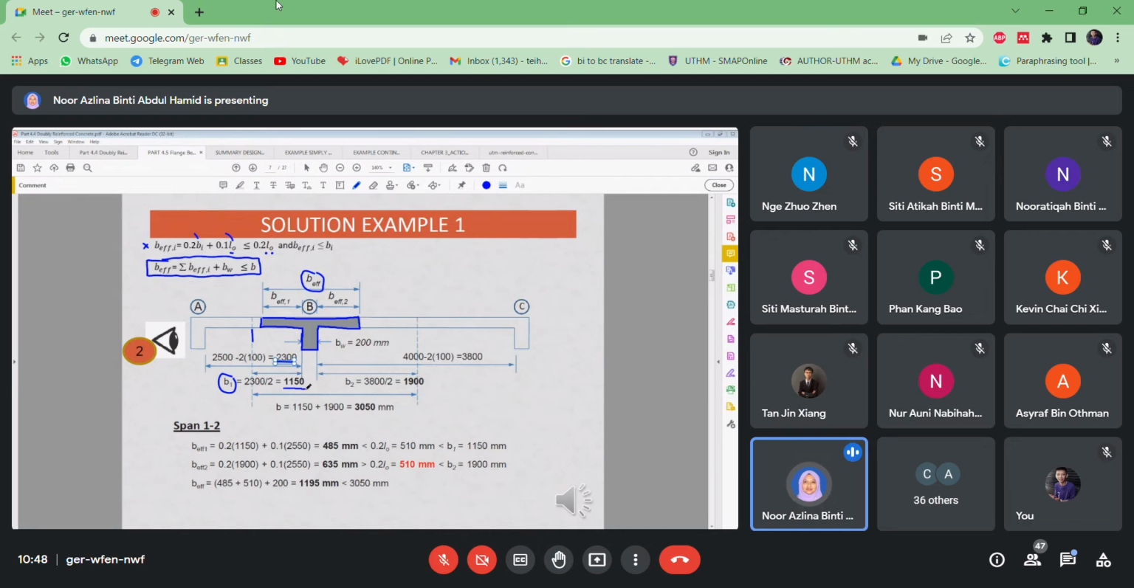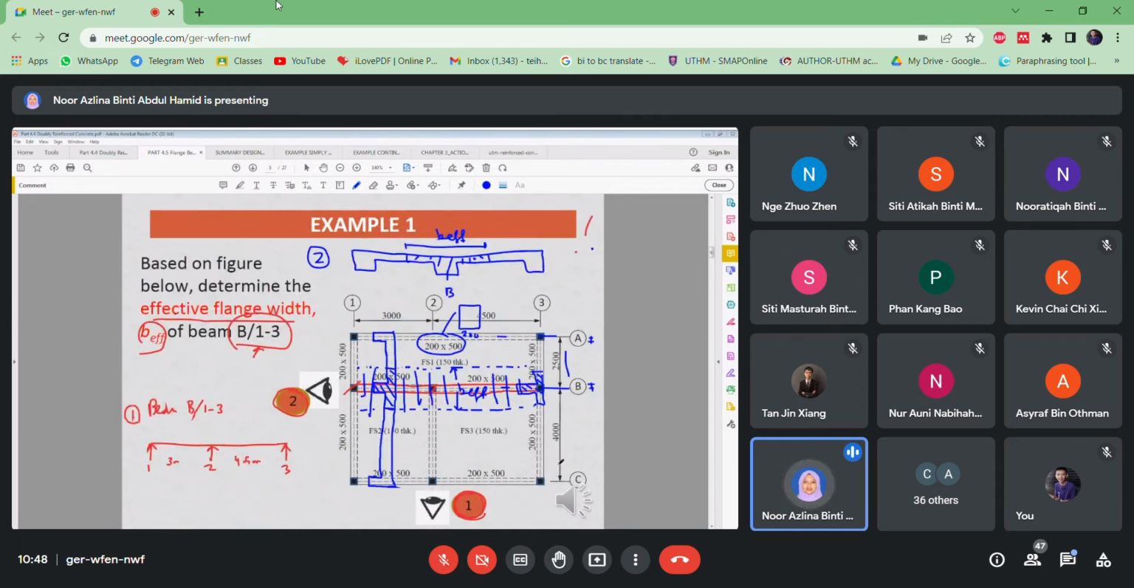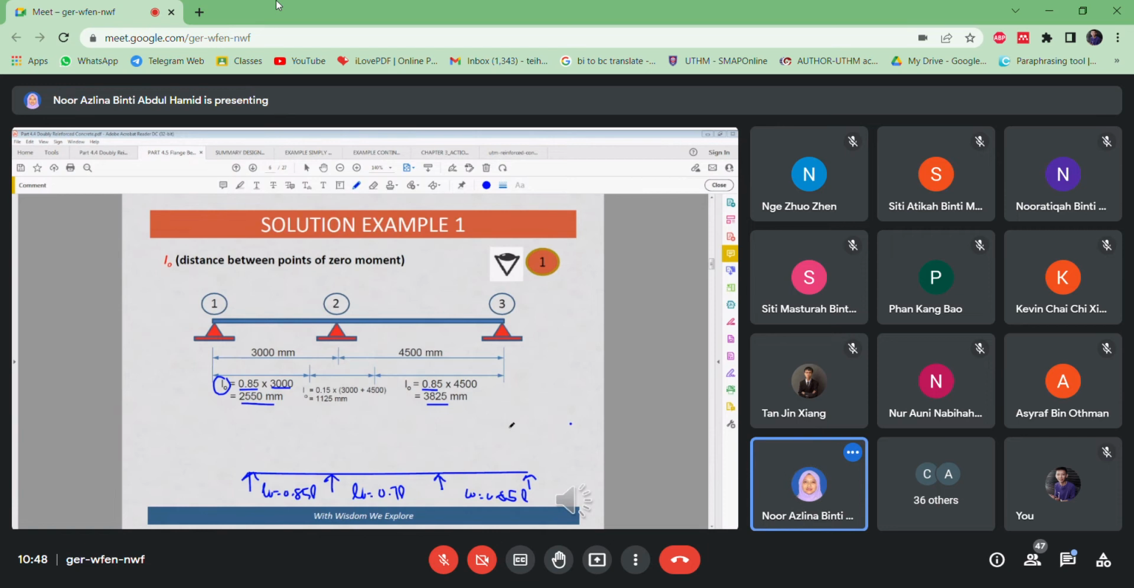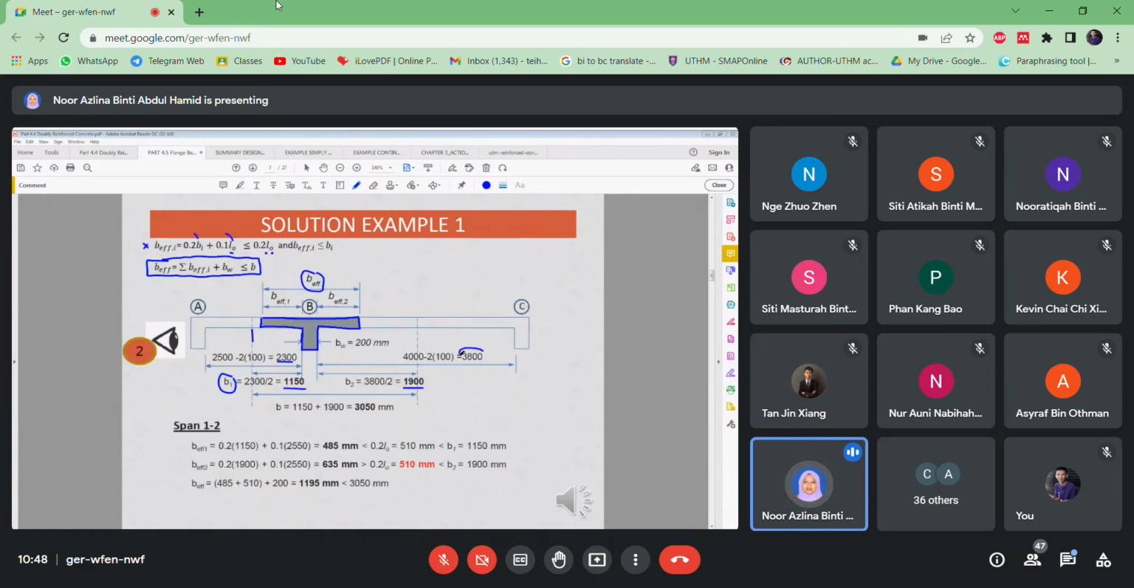So B1 1150. And then B2 is 1900, which is this 4000 minus half of this width minus half of this width. You will get the clearance, right? From surface of beam to the surface of beams. So this is clearance space, which is from surface to surface of the beams here. You need divide by 2. You'll get from the surface of beam to the center of the span, which is 1900 here. This is BI for B1, BI for B2 here.